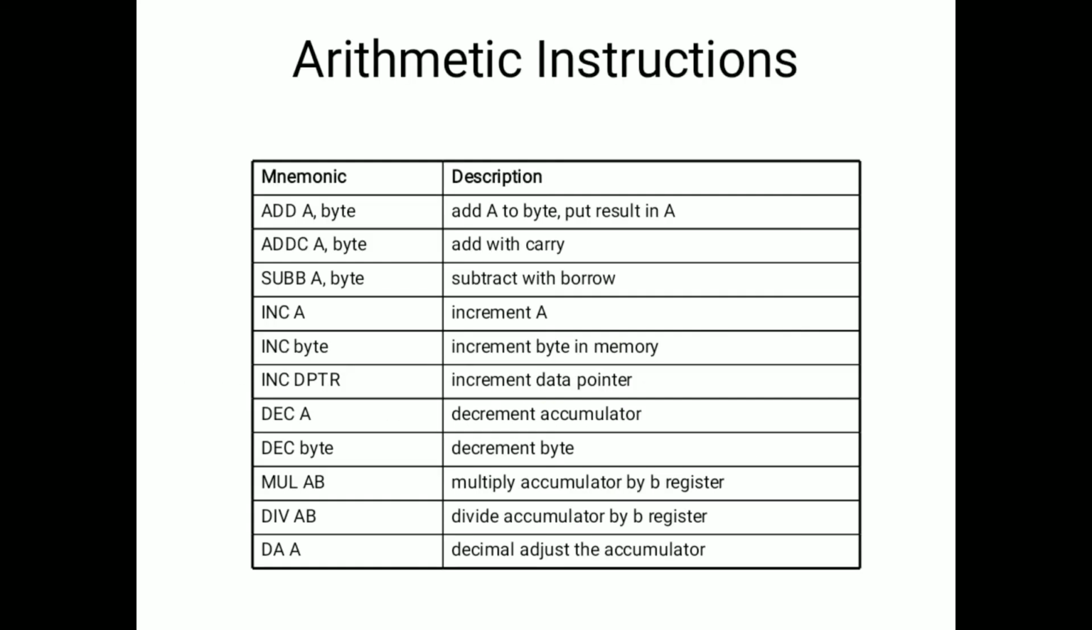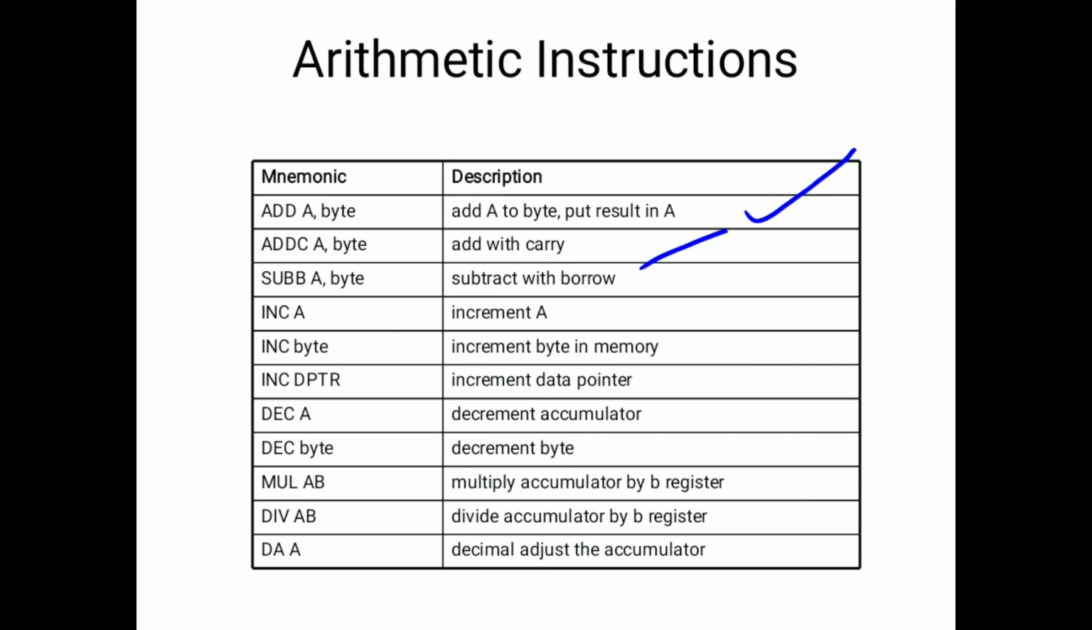So we have discussed data transfer instructions. Now we will discuss arithmetic instructions. In arithmetic, we can use the add instruction, ADD A, byte. It means add the accumulator to the byte and put the result in the accumulator. Whatever we add, the final result will be stored in the accumulator. The next instruction is add with carry. In this case, it will add A to the byte and also add the carry, and the result will again be stored in the accumulator.